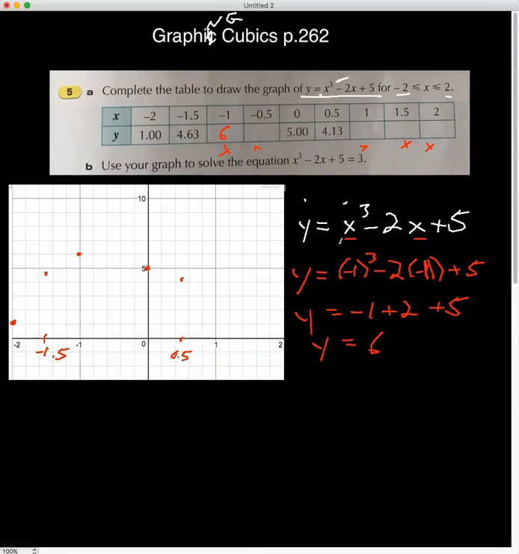Okay, make sure you put brackets around your x. Please do not write -1 cubed and such. You always want to wrap them up whenever you replace x. All right, and if you do this for the other points, this one ends up being 5.875.